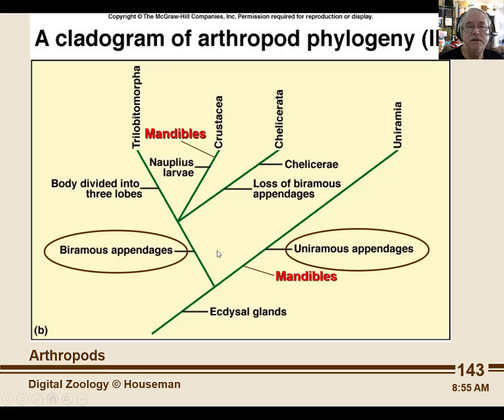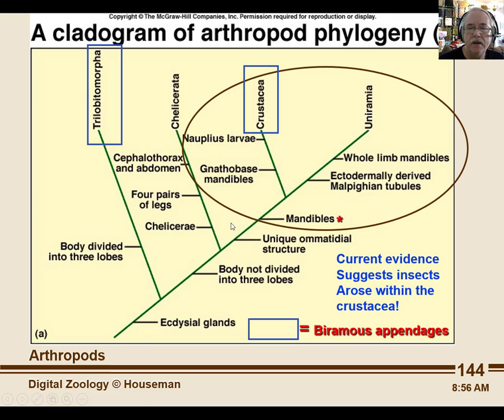The old view was that there was a group of arthropods that had two branched or biramous appendages here, okay, the trilobites, the crustaceans, the chelicerates, and there's a group of another separate branch of uniramous animals, animals with just one branch to their appendages, such as the insects. So the uniramia and the biramia were two separate groups, okay? That's an old view, that is outdated. People no longer believe that.